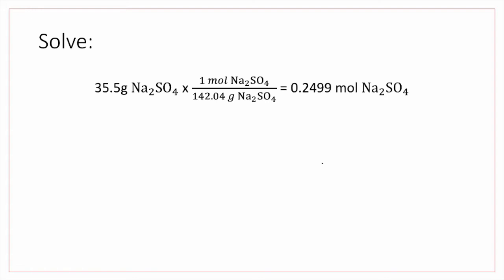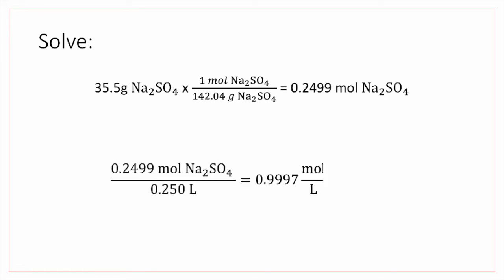Now we're going to take this and divide it by our volume, and we will get 0.9997 moles per liter. And we'll go ahead and round that up to 3 significant figures to get 1.00 molar. So we have a 1 molar solution.